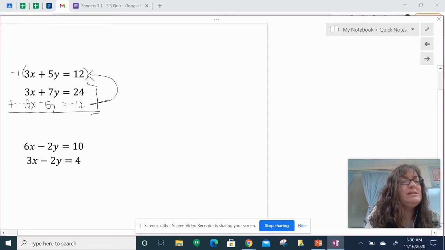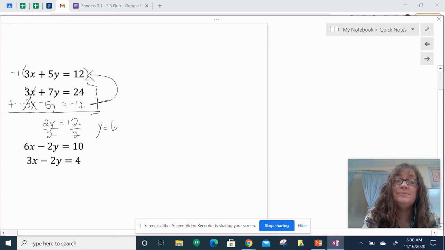So 3x plus negative 3x cancels out. 7y plus a negative 5y becomes 2y, and 24 plus a negative 12 becomes 12. Dividing by 2, I get y is equal to 6.